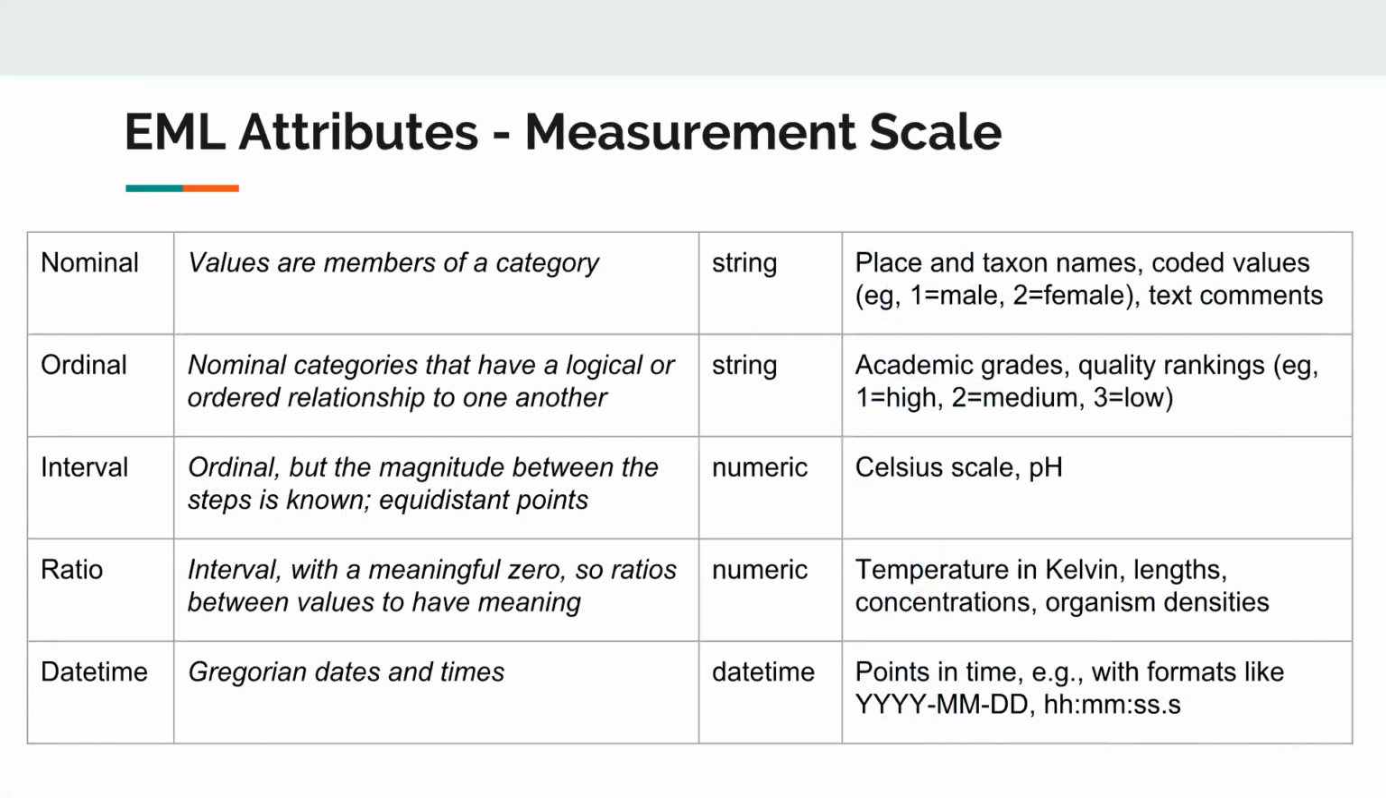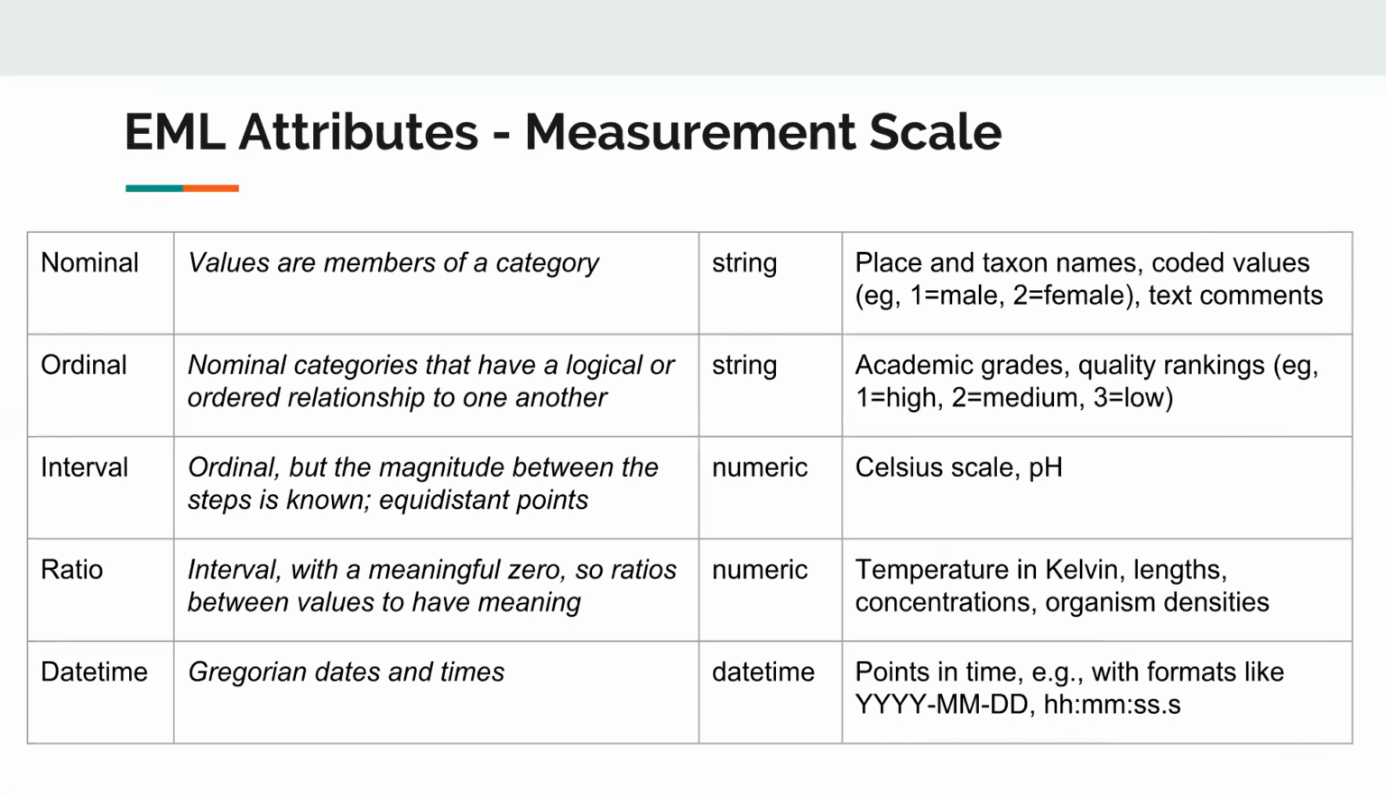Again, the nominals are members of a category. They're strings. They would be typed as strings, even if they're numbers. For example, there could be 1s and 2s, which mean male or female. Text comments would be a nominal category. You can have coded values, and I'll talk about how the codes are structured in a minute.